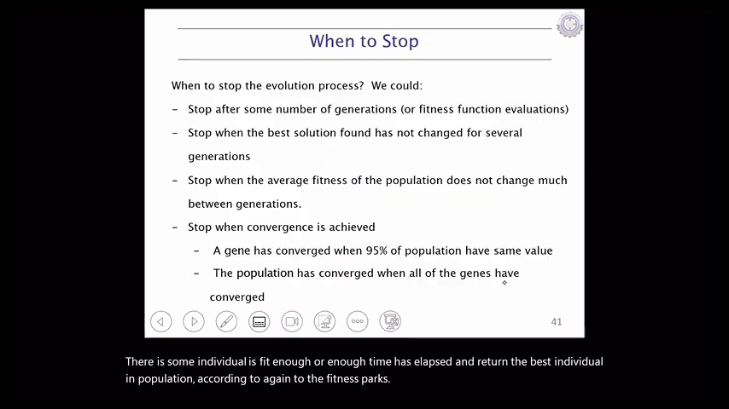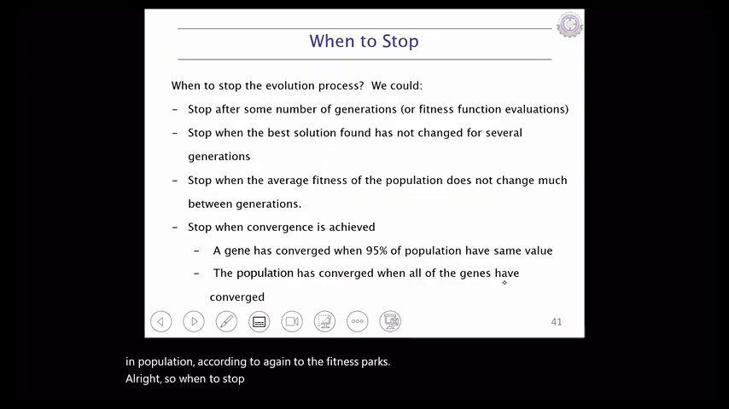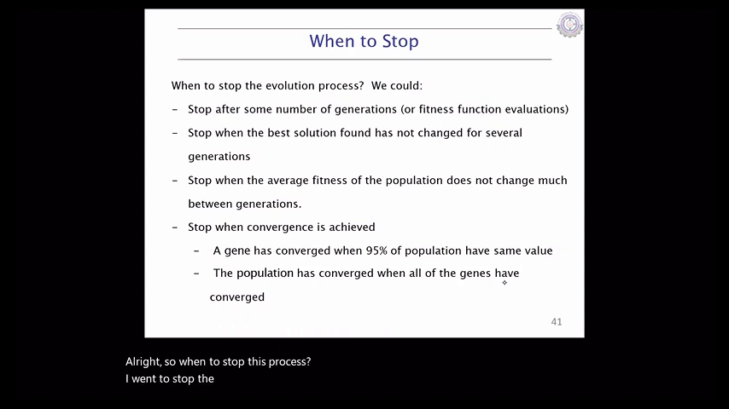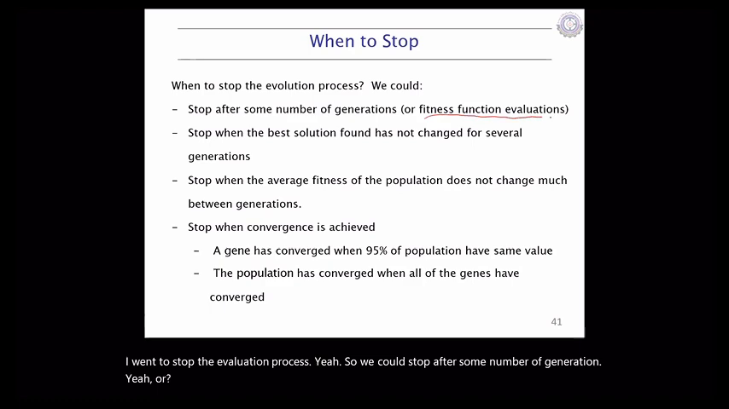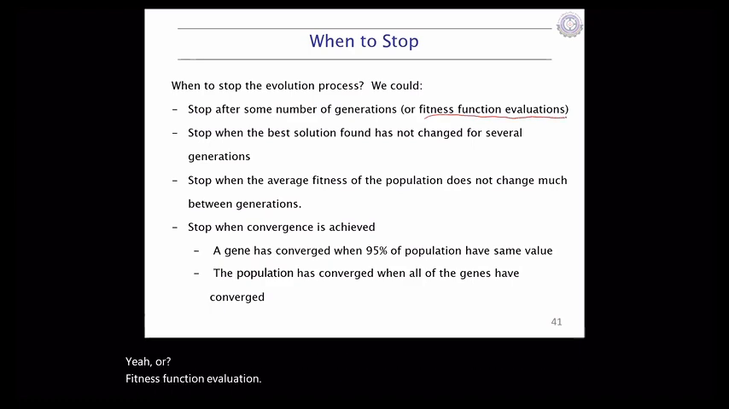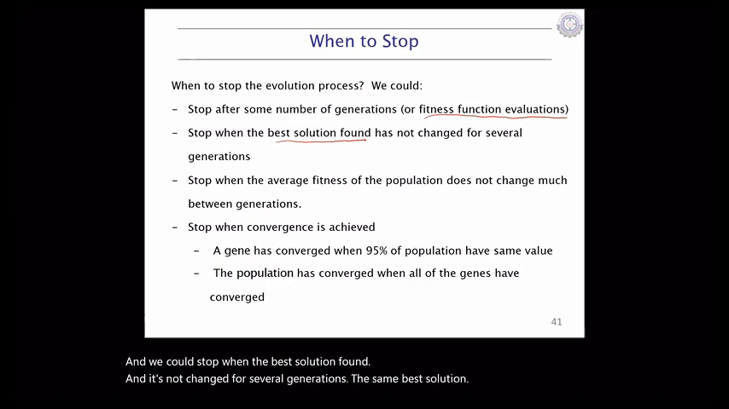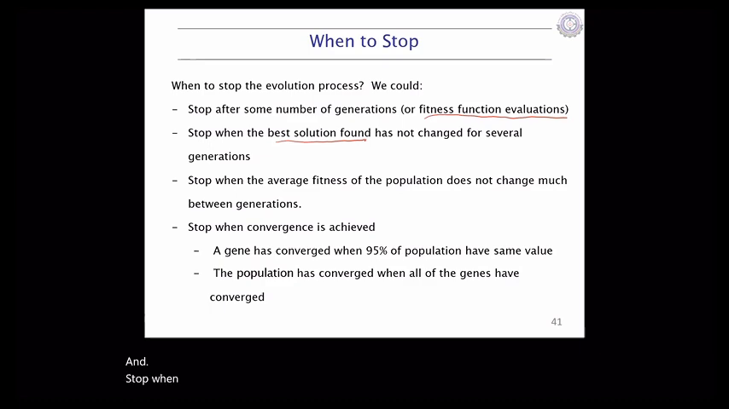All right, so when to stop this process? When to stop the evolution process? We could stop after some number of generations or fitness function evaluations, and we could stop when the best solution found has not changed for several generations, the same best solution, and stop when the average fitness of the population doesn't change much between generations.